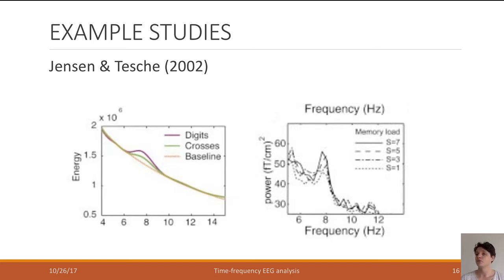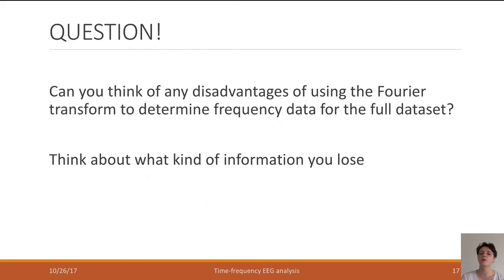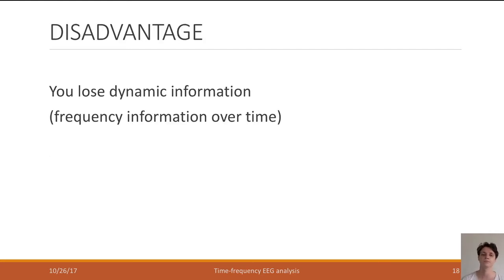But I think it's time for a question, and maybe you guys already had a feeling that this was coming, but can you maybe think of any disadvantages of using this Fourier transform to determine frequency data for the full data set? And I want you to think specifically about what kind of information you lose. So the main disadvantage here is that you lose dynamic information. And the dynamic of the information that you lose is especially frequency information over time.